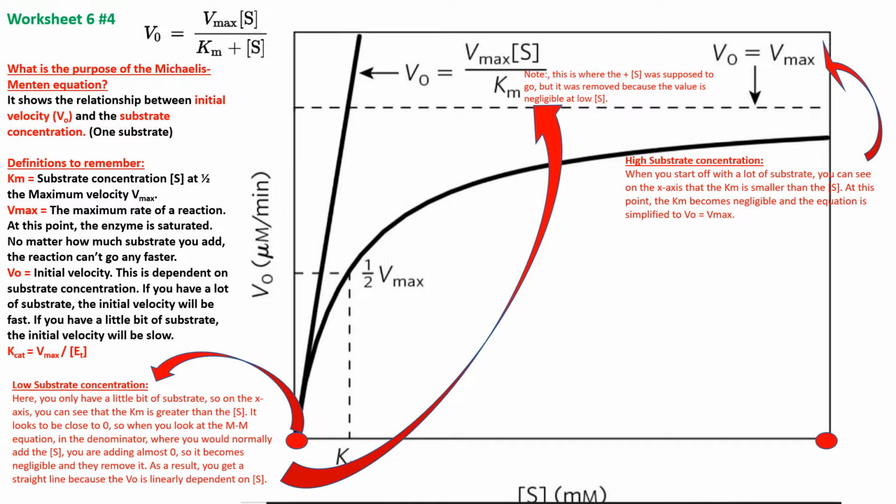Okay, so now let's look at the high substrate concentration scenario on the right. Here, you have high substrate concentration. When you start off with a lot of substrate, you can see on the x-axis that the Km is smaller than the substrate concentration. So if you're over here, then your Km is smaller than your substrate concentration. At this point, the Km becomes negligible, and the equation is simplified to V naught is equal to Vmax, and that's what you have here.